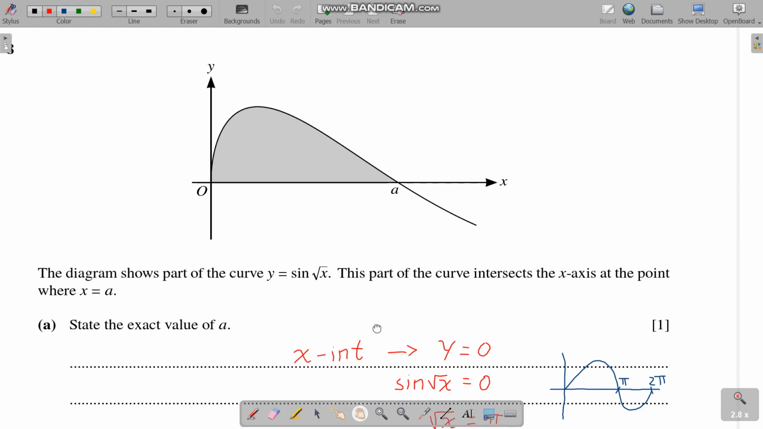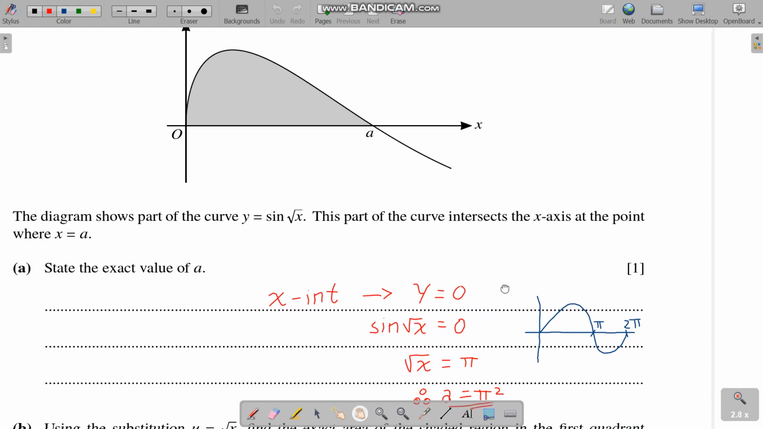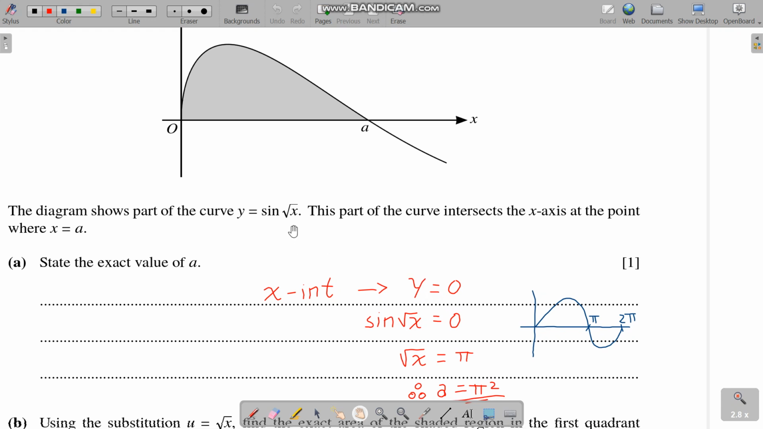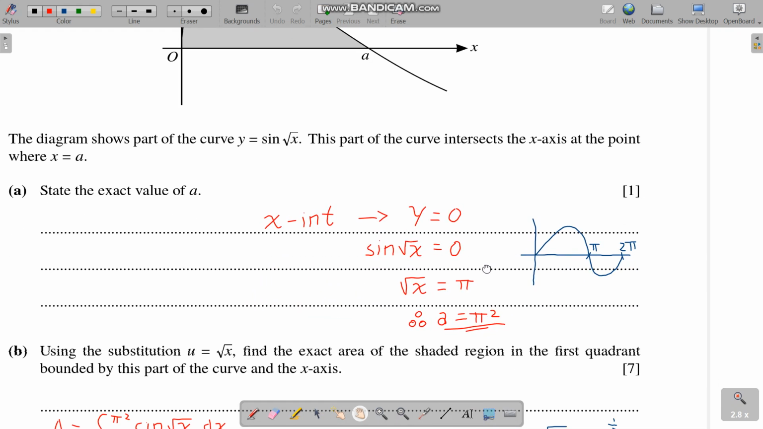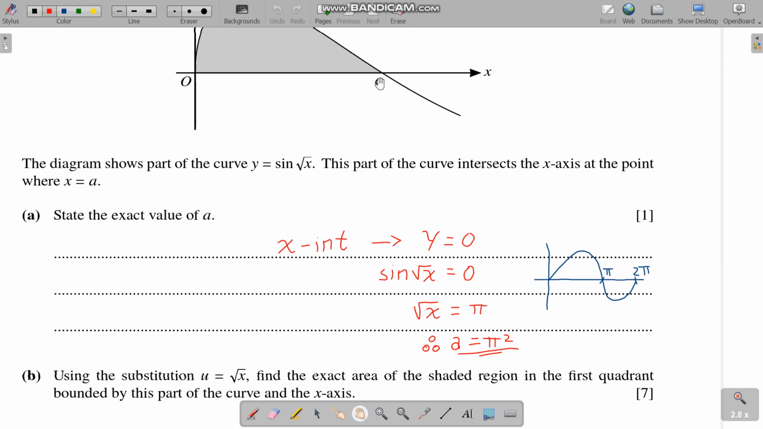So the x-intercept must be (something, 0), so the y value must be 0. So we solve y equals 0. The y is sine root x. Sine root x equals 0, which means root x equals pi, which means x is pi squared, but we call it a in this case, so a equals pi squared.